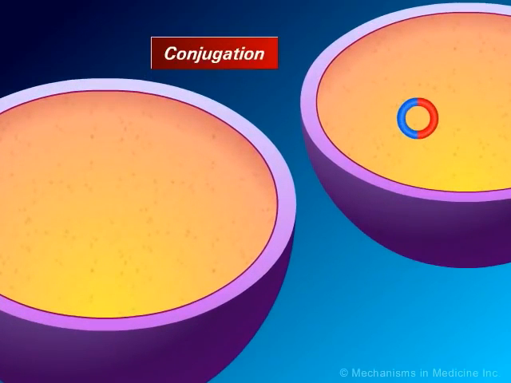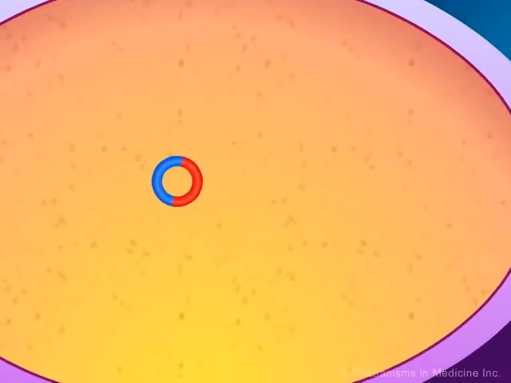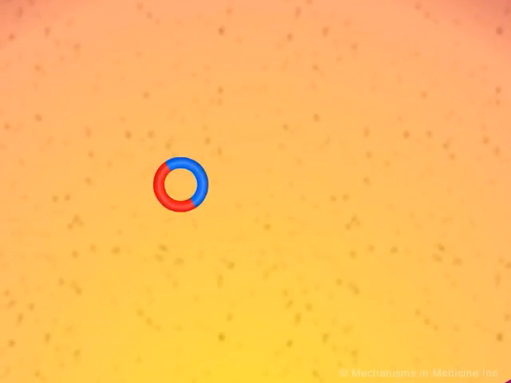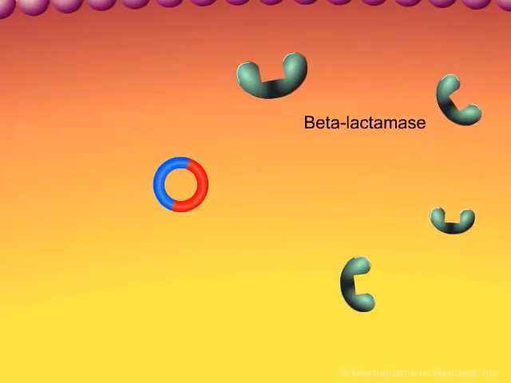Bacteria are capable of passing these resistance plasmids to each other by conjugation. When two bacteria come into close contact with each other, a small channel is created between them which allows one of the bacteria to pass a copy of the resistance plasmid to the other. If the plasmid is transcribed and translated, the bacteria will begin to produce inactivating enzymes. These enzymes, capable of destroying beta-lactam antibiotics, are known as beta-lactamases.